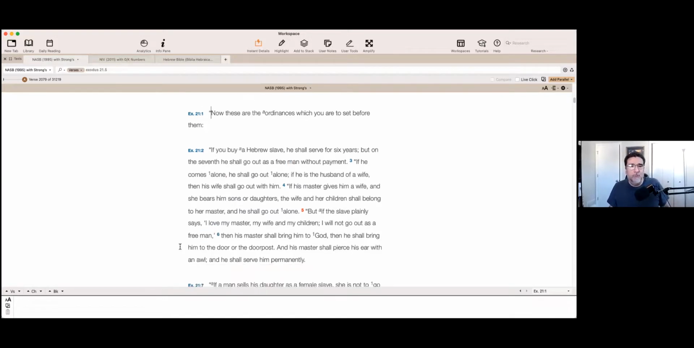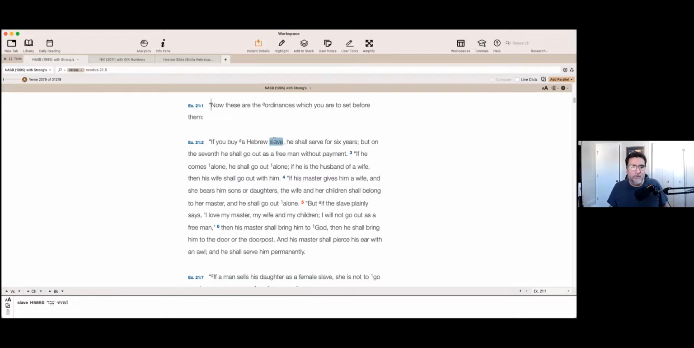So immediately we're thrust into a situation of this whole idea, this whole concept of slavery, right? So Exodus 21:2, if you buy a Hebrew slave, he shall serve for 6 years, but on the 7th he shall go out as a free man without payment. If he comes alone, he shall go out alone. If he is the husband of a wife, then his wife shall go out with him. If his master gives him a wife and she bears him sons and daughters, the wife and her children shall belong to her master, and he shall go out alone.